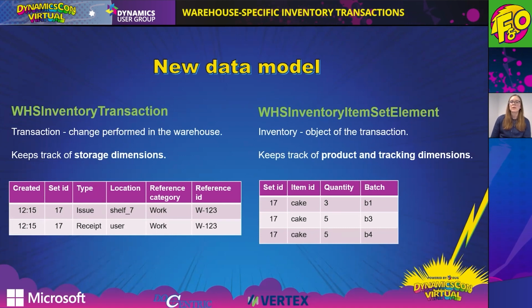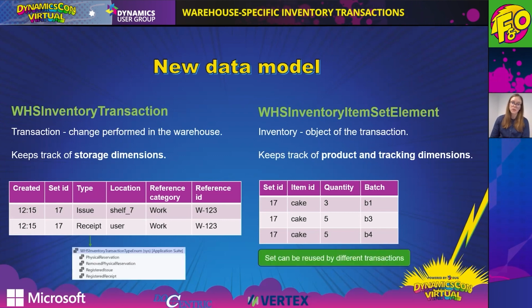Because if you think about 3 red t-shirts size M, it doesn't matter where it is located. If it's on some shelf or floor, it's still the same 3 red t-shirts size M. So this information, once collected, can be reused, and the set can be reused by different transactions.